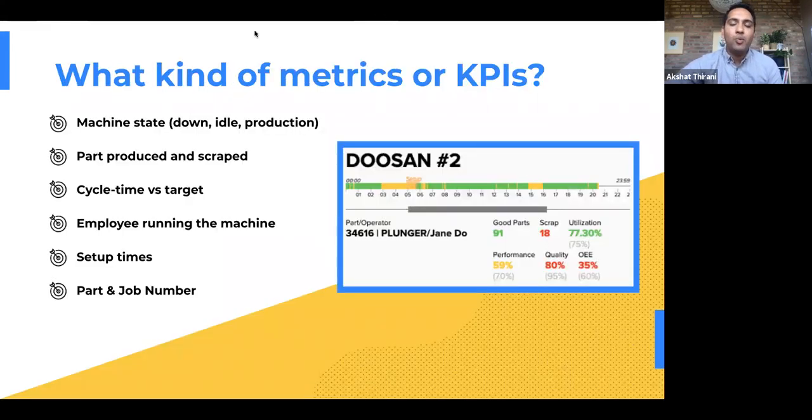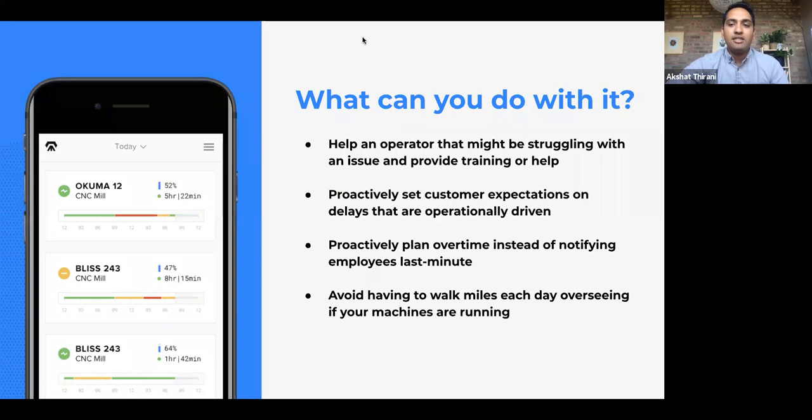And so, to that end, what KPIs can compose a dashboard like that? So, here are a few that might be applicable depending on your shop floor. A simple thing around machine state: is it down? Is it idle? Is it in production? How many parts are made and how many have been scrapped? What is the cycle time against the target, which is usually the performance component? Which employee, how much setup time has gone into it, and obviously which part and job number are running on them.